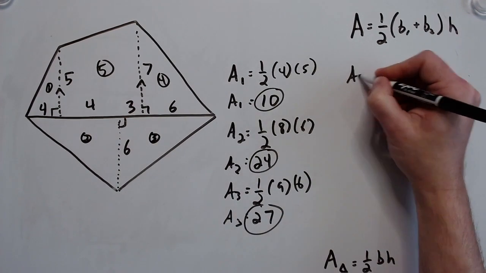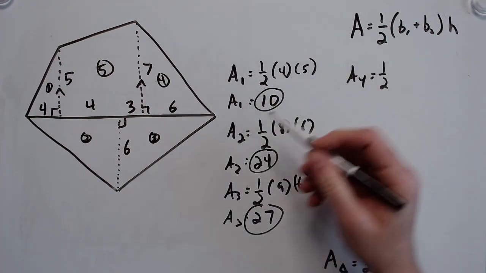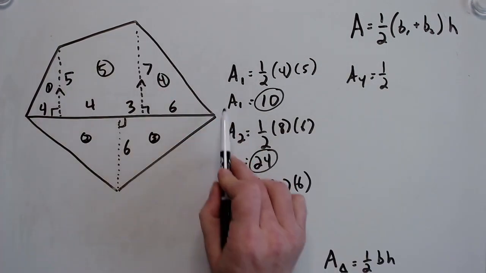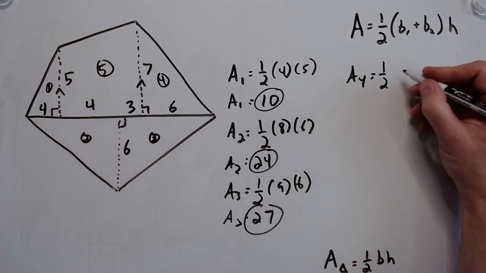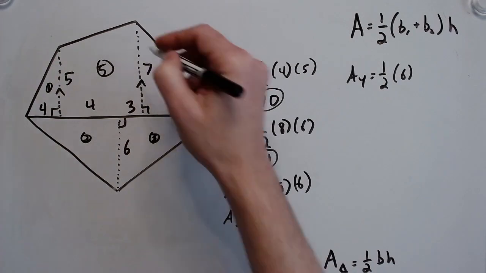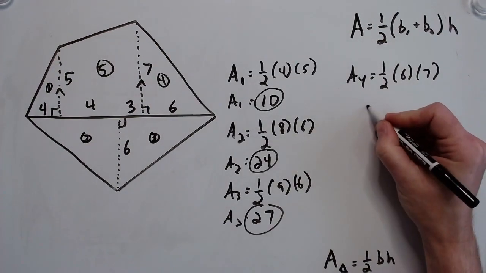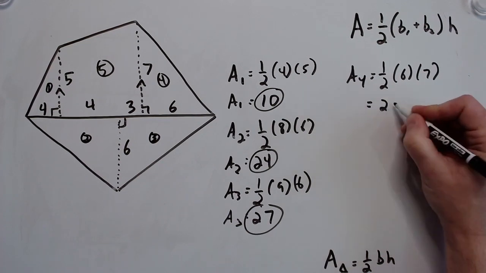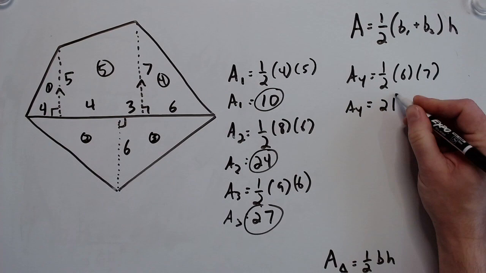Area 4 is another triangle. It's going to be 1/2 times the base. So here's triangle number 4. The base here is 6. And the height is 7. So 3 times 7 is 21. That's area 4, 21.